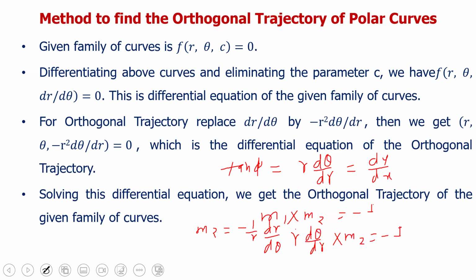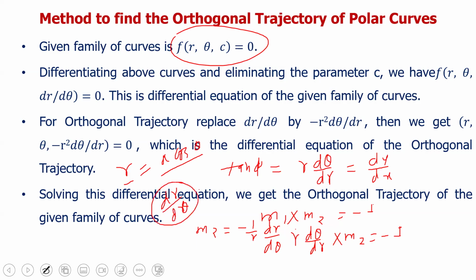But now, suppose the given equation is f of r, theta and c, an equation which gives us r equal to, generally we write polar form as r equal to a cos theta, for example. So here we have r written in terms of theta. So we can find the value of dr/dtheta. We will find dr/dtheta, and this dr/dtheta should be replaced by which value?